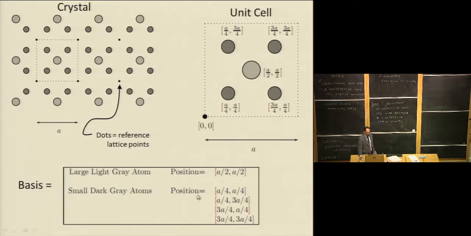So once I've given you all of this list of where all the objects are in the unit cell, what the objects are, and what their relative vector is with respect to the reference lattice point, I've then given you a basis for the crystal. Is that clear? So if I tell you the lattice and I tell you the basis, I've told you the whole crystal. So this is the language we need in order to describe the whole crystal.